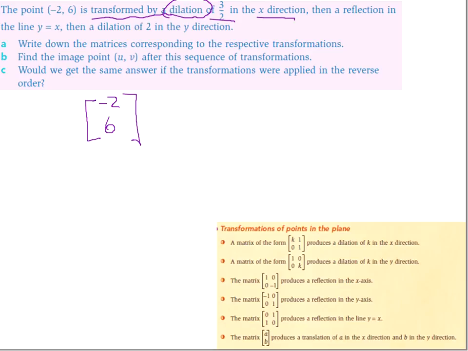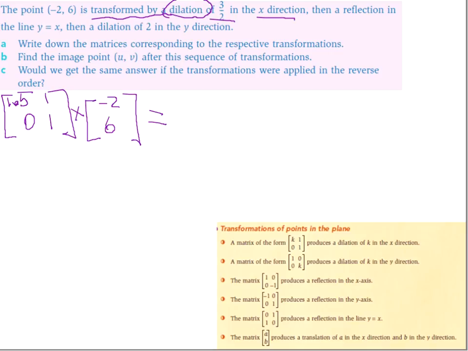Alright, so we have a look. It's in the x direction, so we have to use this matrix. Instead of k, we'll have 1.5. So what we'll do, we'll just write 1.5 here, and then we have 1, 1, and 0, and we multiply these two matrices. Okay, it's good. Just double check before we move on. So dilation 1.5 in the x direction. So dilation by k in the x direction. So instead of k, we have 1.5.